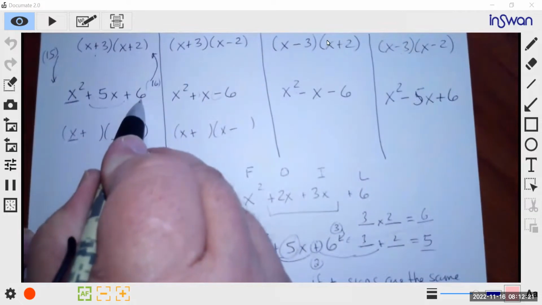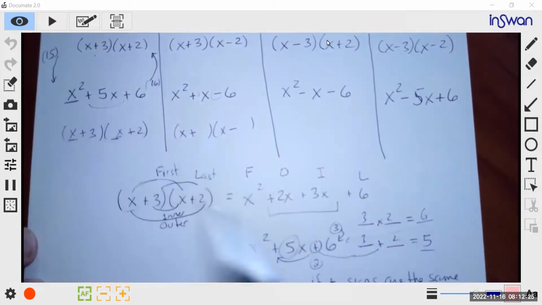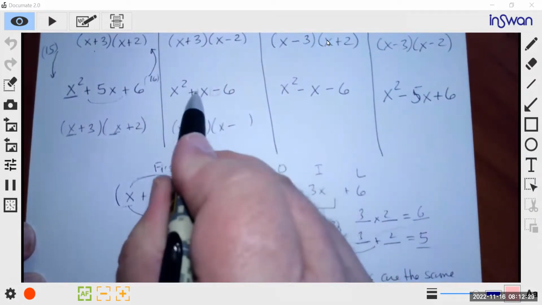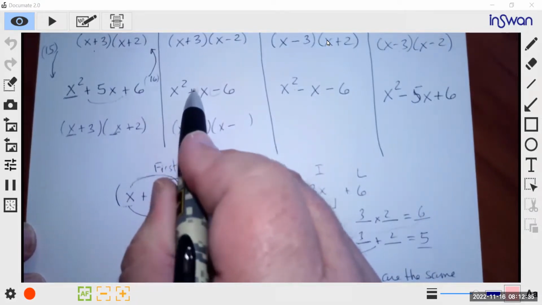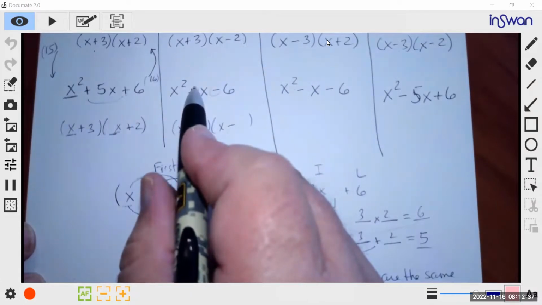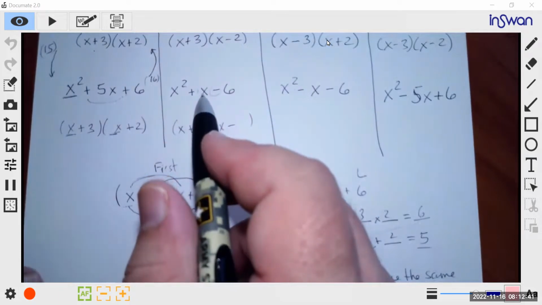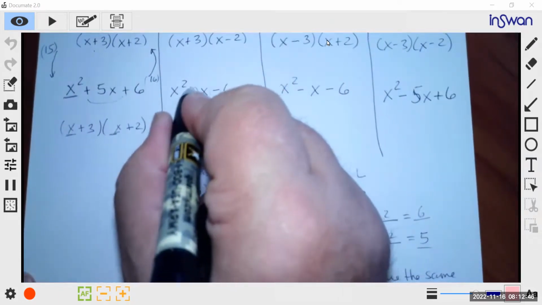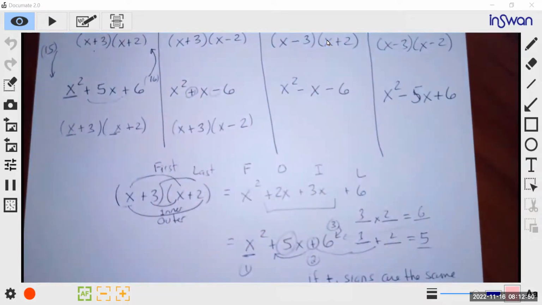So what times what is 6? When you add them, you get 5: 3 and 2. What times what is 6? When you subtract them, you get 1. Yeah, when you subtract them, 3 minus 2 is 1. So in this case, we know the numbers are 3 and 2, but the bigger number gets the plus. So the 3 goes there and the 2 goes there.